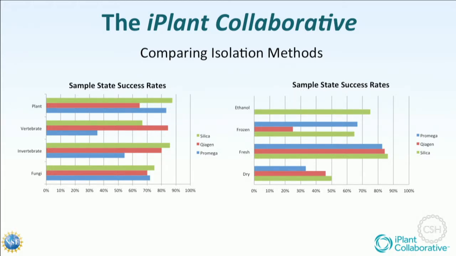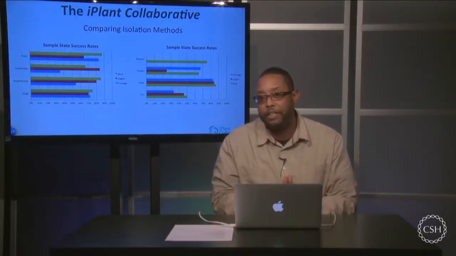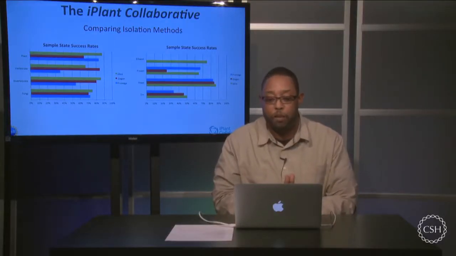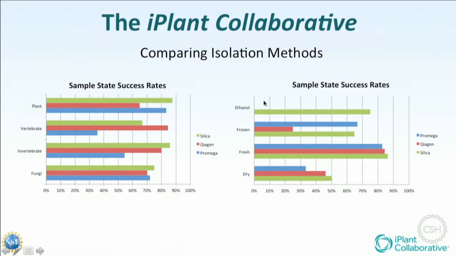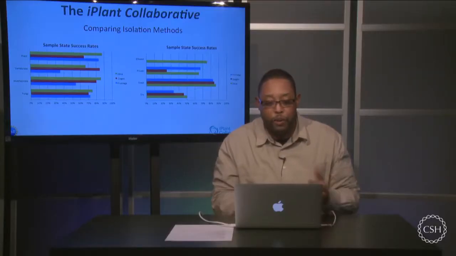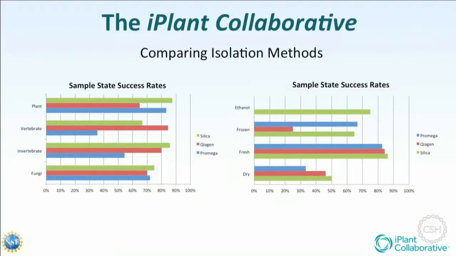The other question was, could we get effective isolation from different types of preserved samples, whether, as shown over here to the right, they were in ethanol, frozen, dry, or fresh? In any one of those four states, what success rate would we have for DNA isolation and a subsequent PCR reaction? Here Promega is in blue, QIAGEN is in red, and silica is in green. And we can see that silica is exceeding all of the commercial kits represented here, showing that it's actually a superior method in many cases.